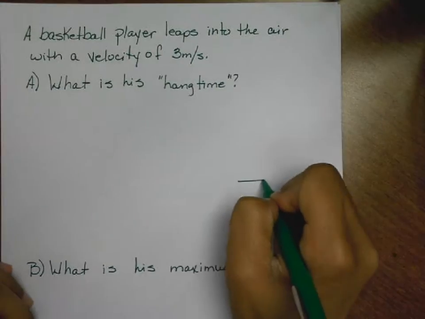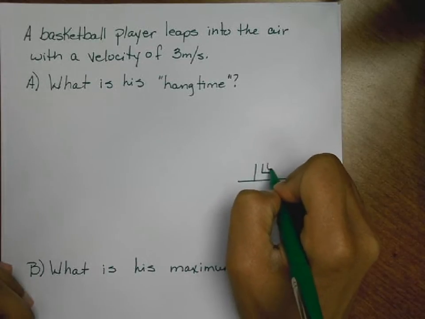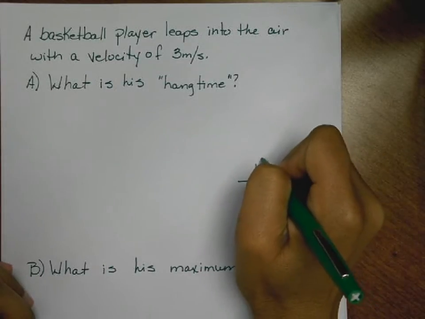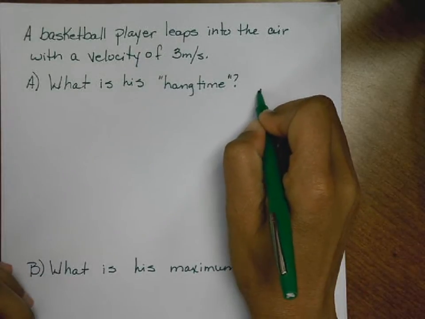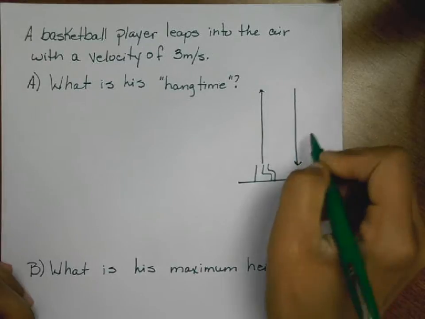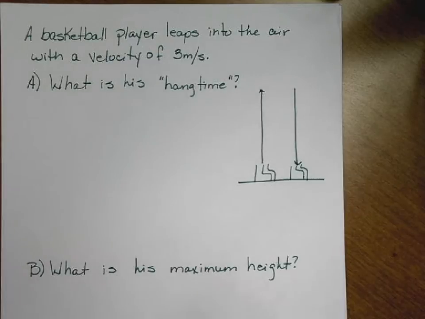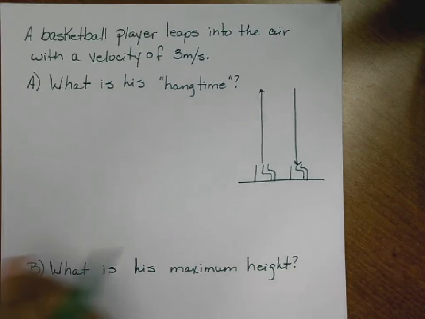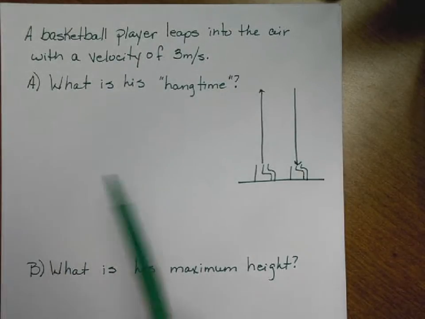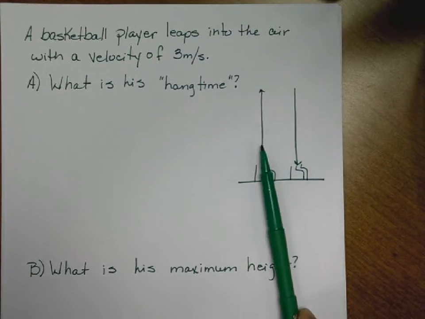So I'm going to draw just his feet. So there's foot number 1 and foot number 2. And he's going to jump up, and then he's going to turn around and fall back down to the same height. And I am stressing to the same height because that's very important. When you leap up and then you fall back down to the same height, this action has symmetry.